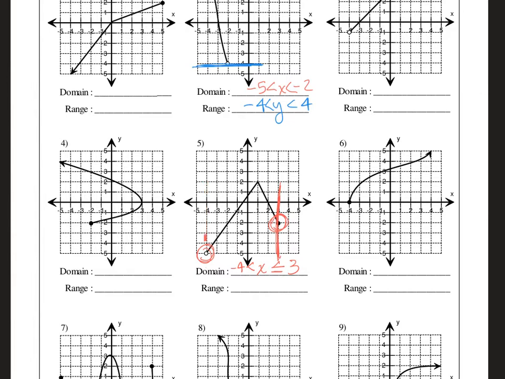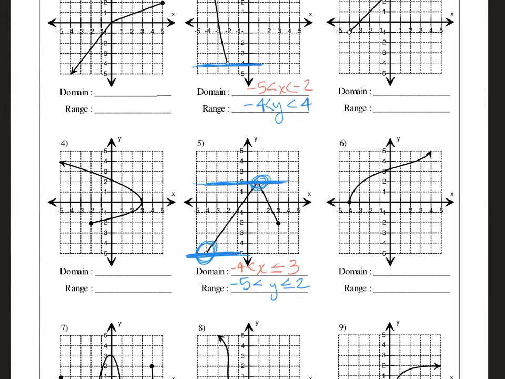All right, let me do a little bit of erasing and show you the range. Again, we're doing ranges in blue. This graph tops out right here at 2, and the lowest value that I can find is down here at -5. -5 is the smallest, 2 is the highest. This -5 value is not included, but this 2 value is.